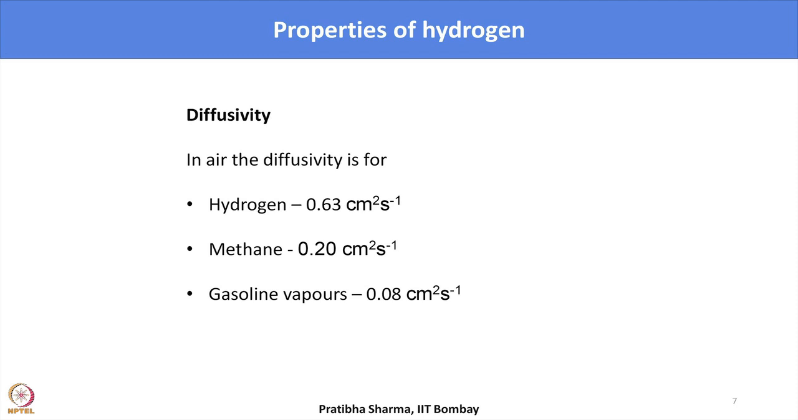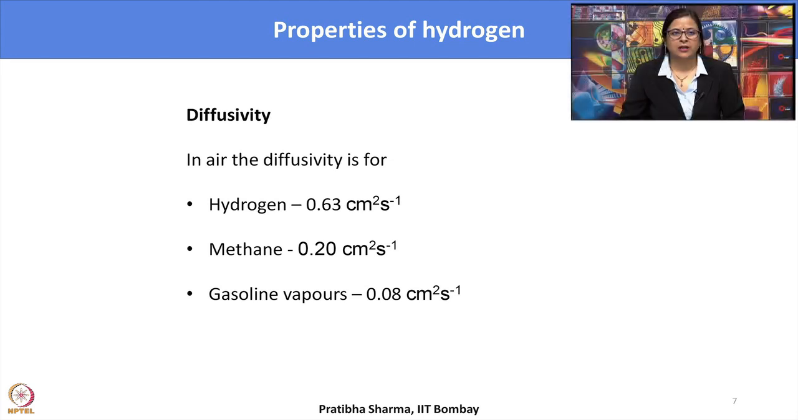If you look at the fuel properties of hydrogen, hydrogen has a very high diffusivity in air. If we look at these numbers, hydrogen diffusivity is 0.63 centimeter square per second. This is 3 times that of natural gas. It is an order of magnitude higher than that of gasoline vapor. Now, this diffusivity has both an advantage as well as a disadvantage.